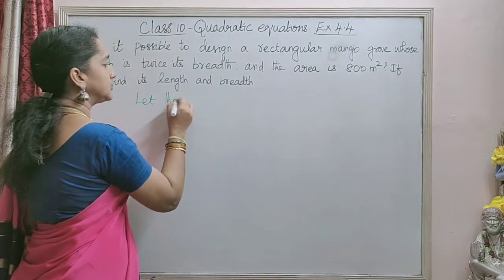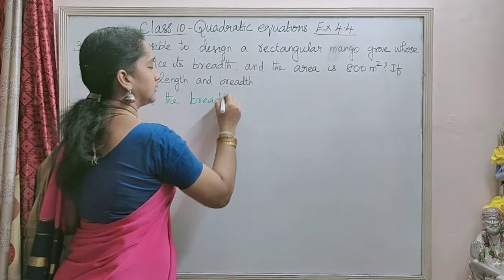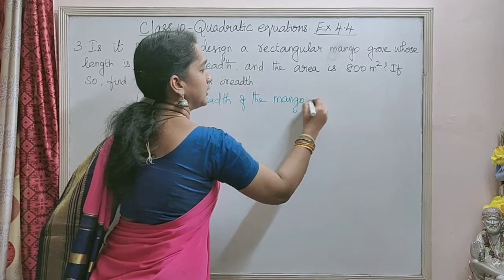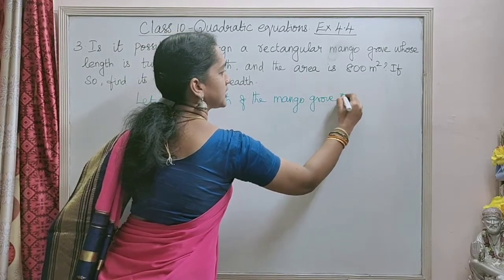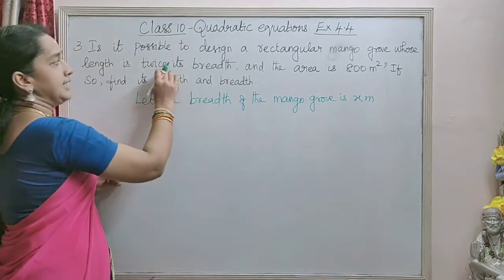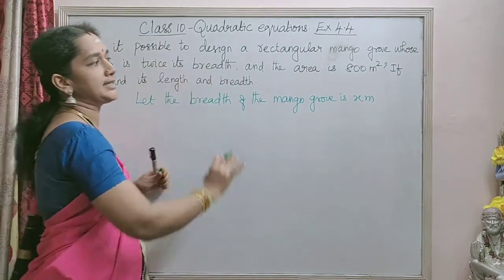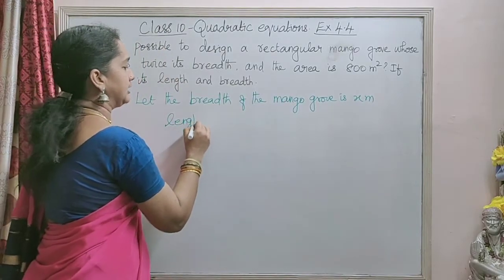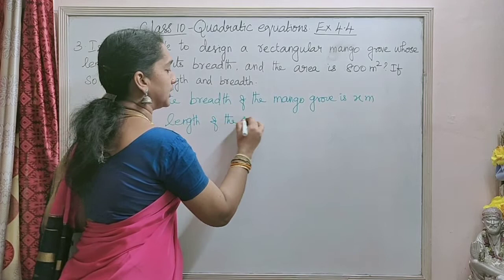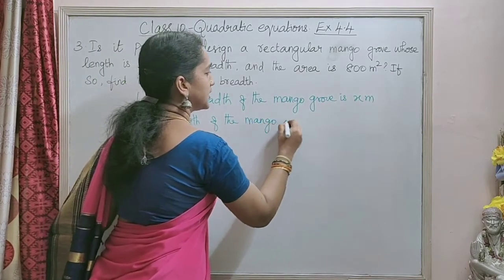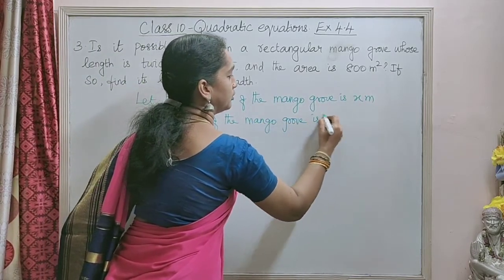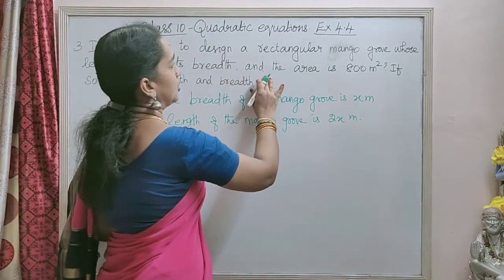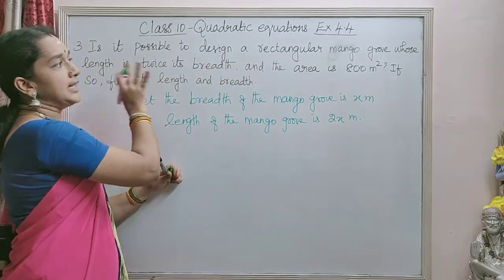Let the breadth of the mango grove be x meter, and then it is given length is twice its breadth. So since breadth is x meter, then length of the mango grove is 2x meters.